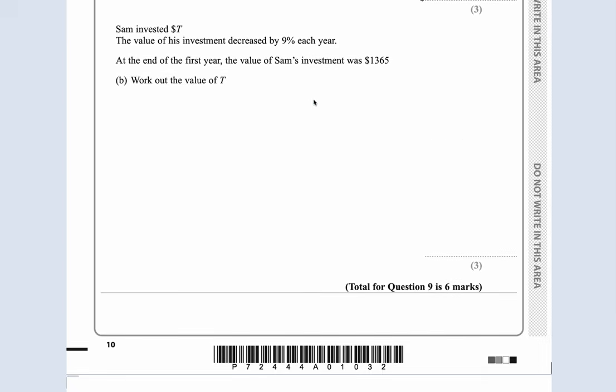Okay, Sam invested $T. The investment decreased by 9%. At the end of the first year, it was this. Work out the value of T. Okay, so first thing, guys, I'm going to do 100 minus 9, which is 89. So this is the percentage. Sorry, that's wrong. It's 91. So it is decreased by 9%, but I need to find 91% of it to find out what its new value is. Now, it was T, so I don't know what T is.